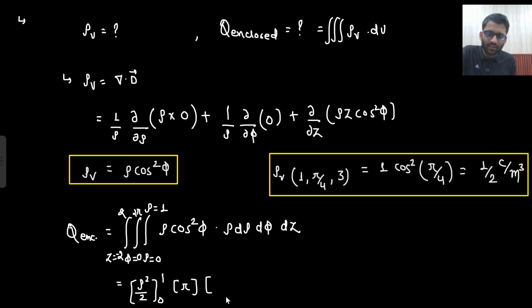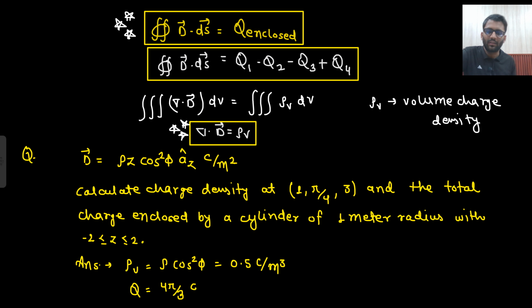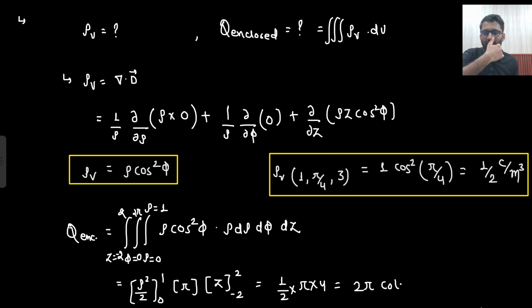And z is going from -2 to 2. So only the z term is dz only, so the integration will also be dz only. So -2 to 2. So what are you getting? 1 by 2 into pi into 4. So what is the answer? 2 pi Coulomb. Okay. No, the answer is incorrect.